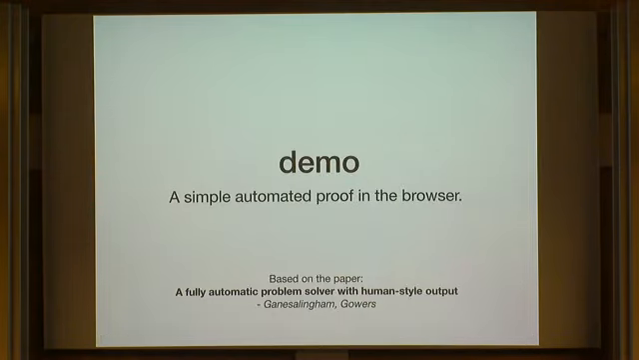Okay, right, so demo. What I've done is I've made a very simple automated theorem prover, all in JavaScript, and it's based on the work of Tim Gowers and Mohan Ganesalingam. The idea is it's a theorem prover where the proof steps used resemble human reasoning as much as possible, so that you can generate human-readable natural language proofs as easily as possible.